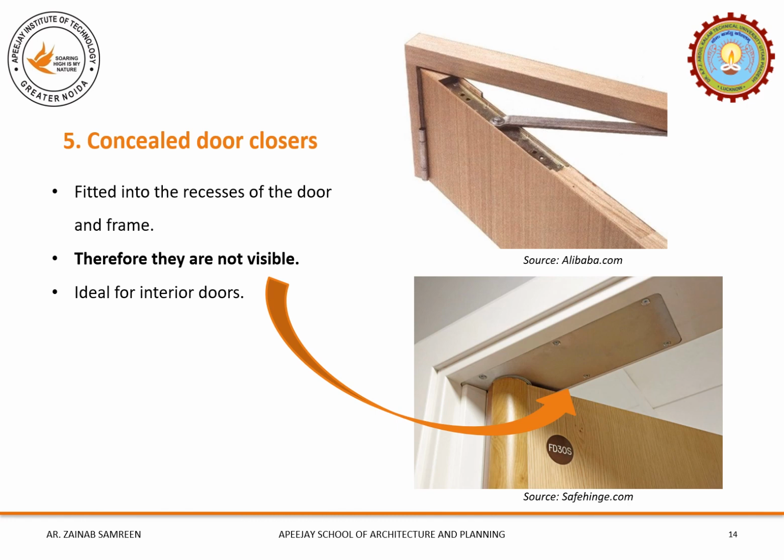The fifth one is the concealed door closures. As the name itself suggests, concealed means these kinds of door closures are not visible to us. They are basically fitted into the recess of the door and the frame. First, you make a recess in the door and the frame, and then when the door is closed, you cannot see the door closure. They're basically ideal for interior doors.